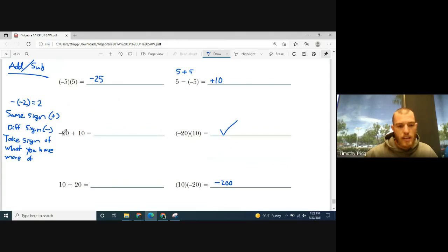Here, it's like you owe me $20, but you have 10 in your pocket, right? You can see they're different signs. So different signs, you subtract them. 20 minus 10, that's 10. And you take the sign of whatever you have more of. So in this case, I have more negatives. So that's going to be negative.